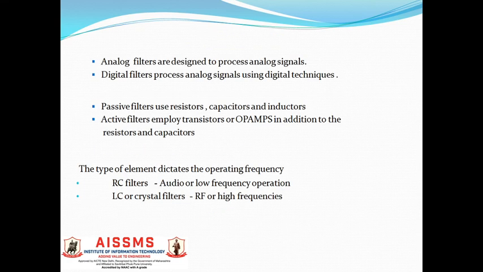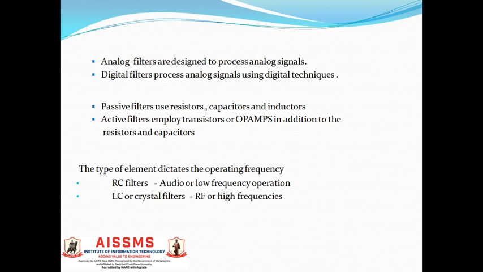What do you understand by analog filters? These filters are designed to process analog signals, whereas digital filters process analog signals using digital techniques. Passive filters use passive elements like resistors, capacitors, and inductors, whereas active filters employ transistors or op amps in addition to resistors and capacitors. The type of element also dictates the operating frequencies.